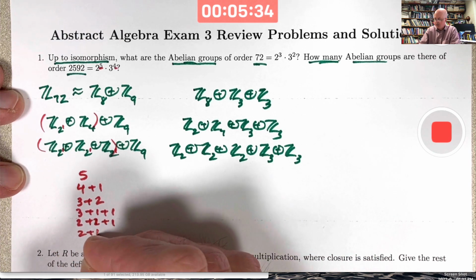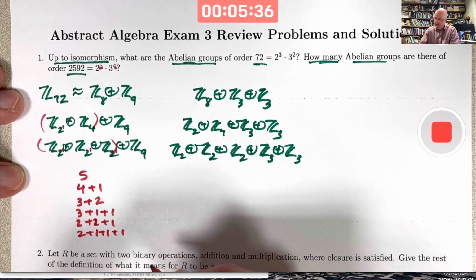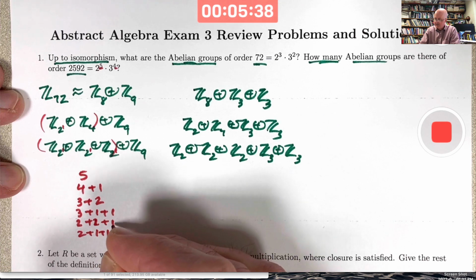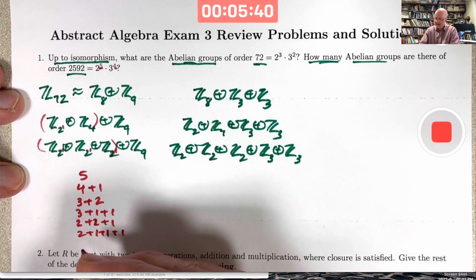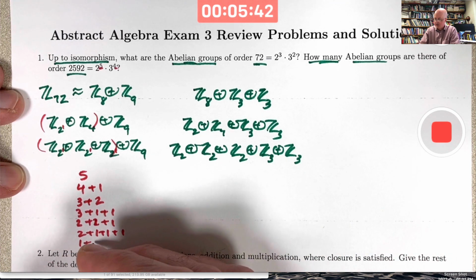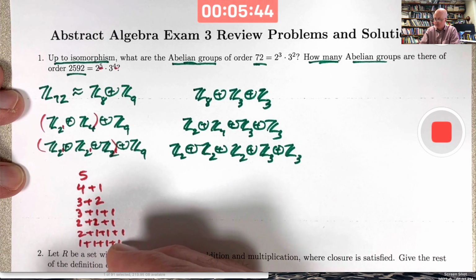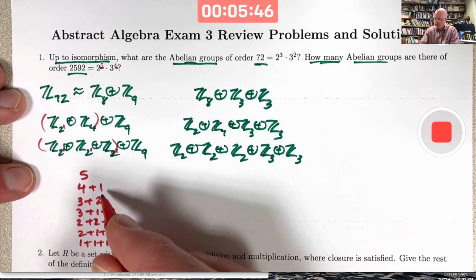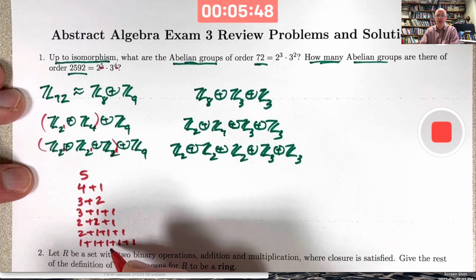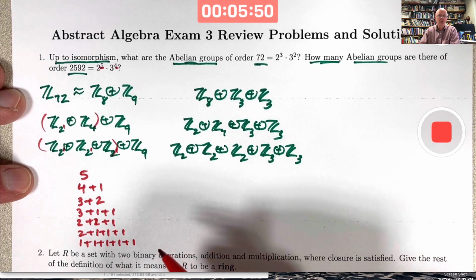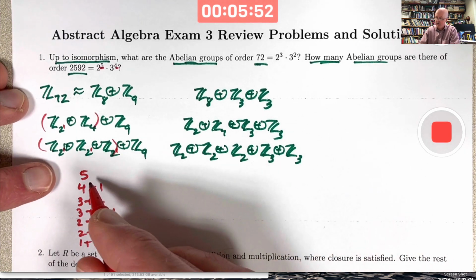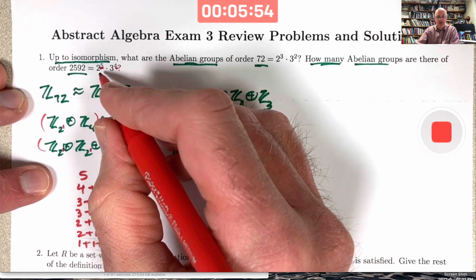2 plus 1 plus 1 plus 1. 1, 2, 3, 4, 5, 6. I need one more, and that is 5 ones. 1 plus 1 plus 1 plus 1 plus 1. 1, 2, 3, 4, 5, 6, 7. There are 7 ways to partition 5, which again is the exponent of the 2 here.